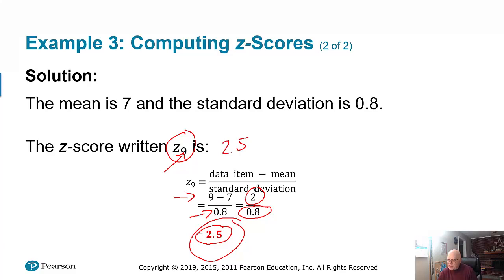Notice another thing too, z-scores do not have any units, because if you look at these items on the top of the fraction, both of those are in inches. Subtract inches from inches, you get so many inches. On the bottom, standard deviations are also in inches, which means you're dividing inches by inches. The inches cancel out just like anything else. 2.5 is it. No units. Z-scores do not have units.